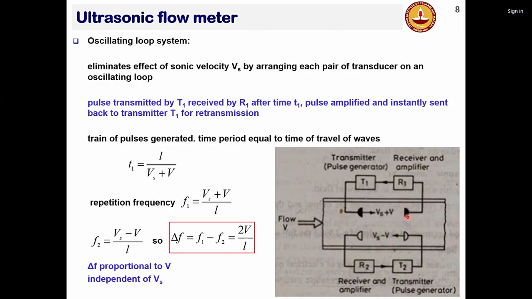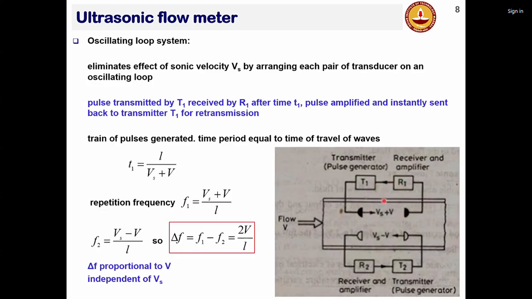And this train of pulses that are generated are related to the time period of the travel of the waves. That means the train of signals that are received or transmitted will be separated by the travel time of the wave from the transmitter to receiver. So the travel time, as we already know, is L, the separation distance, divided by Vs plus V.